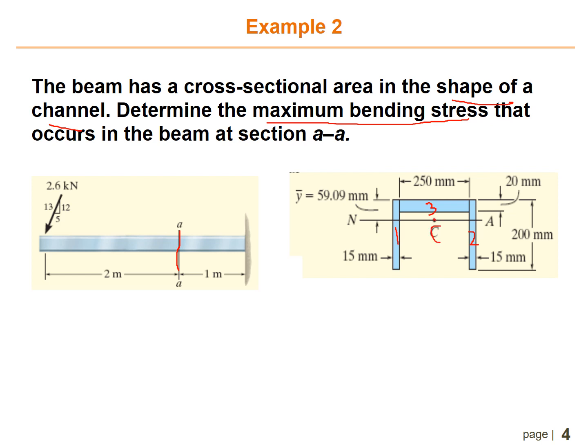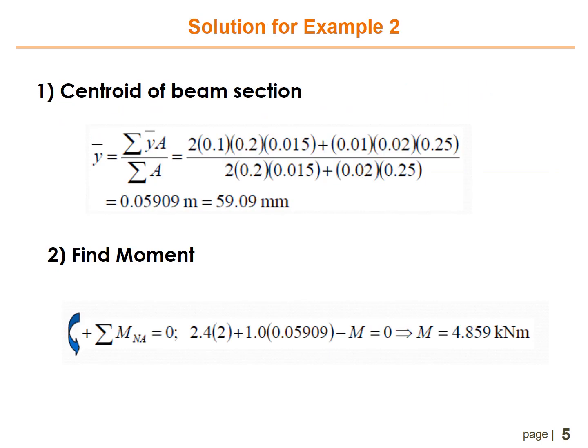For the solution, first you need to find the centroid of the beam section using the formula y bar equals the summation of y bar times area divided by the summation of area. You can see this in the equation. Why is it 2? Because part 1 and part 2 are the same. This one is part number 3. So you can get y bar is 59.09 millimeter.